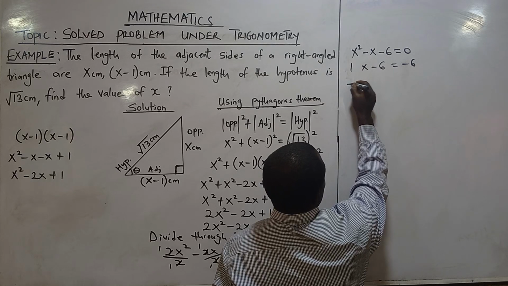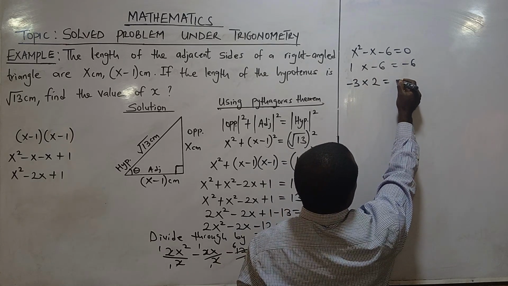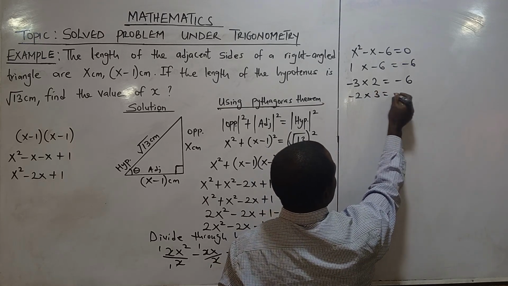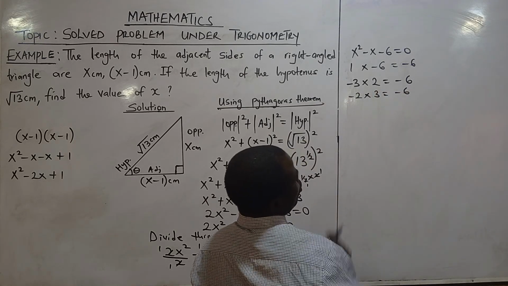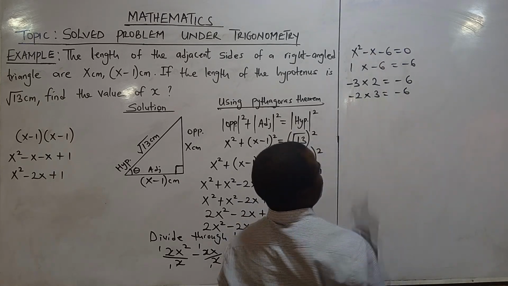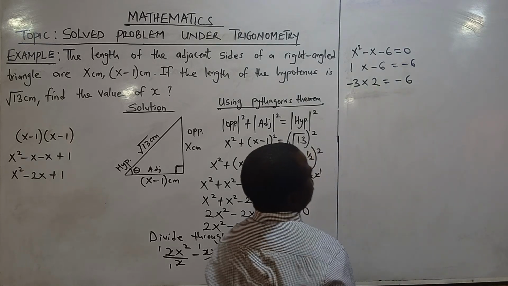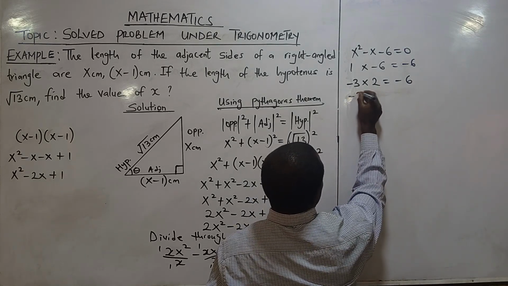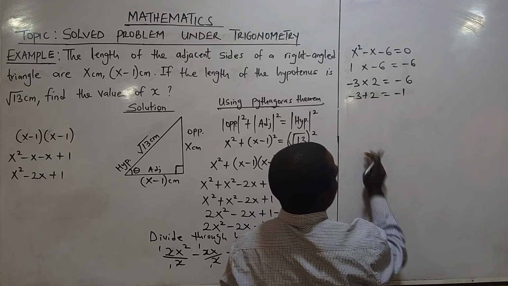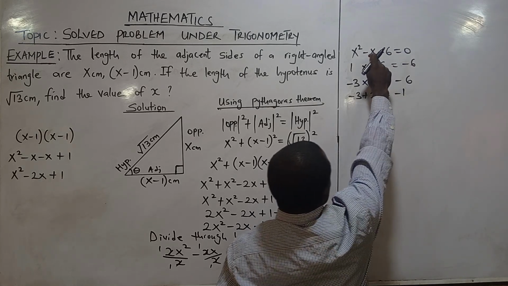You're having minus 3 times 2 equals minus 6. You can still say minus 2 times 3 equals minus 6. It still gives you the same thing. But when you're adding it, minus 2 plus 3 will give you 1. But we're having a negative sign here. That's why this one will not go for that. You now have minus 3 plus 2 will give you negative 1, which is what we are having, negative 1x here.